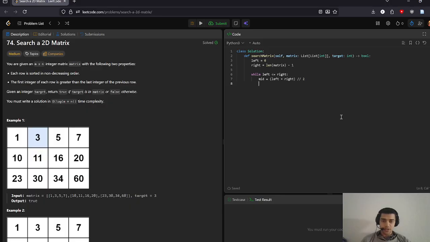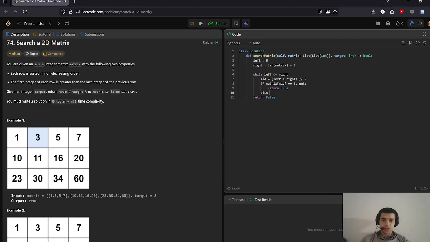So I'm going to write the stopping condition. If the matrix of mid is equal to target, in that case, this time instead of returning the index, we only return if it's true or false. So return true, and in case we don't find the element, we're going to return false. And I'll update the indexes.